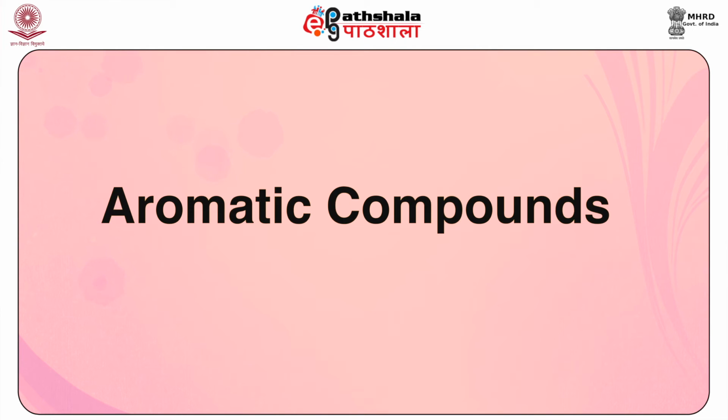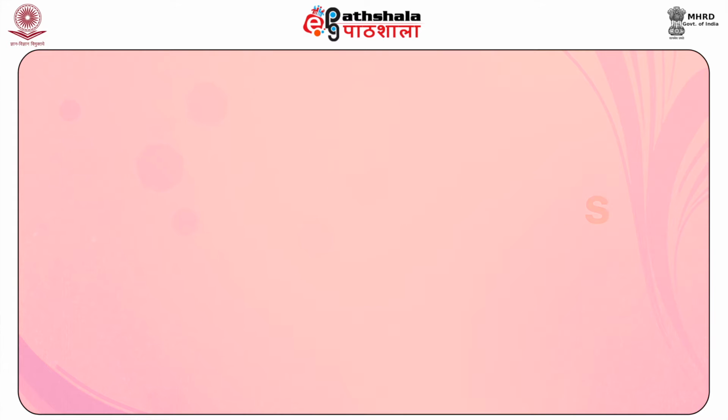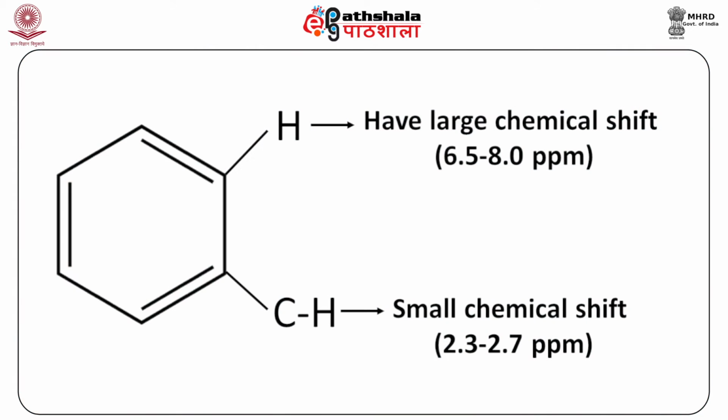Now let us come on to the discussion of aromatic compounds, students. In general, aromatic compounds have 2 types of hydrogens. One type of hydrogens which are directly attached to the benzene ring and the other types are benzylic hydrogens which are attached to the carbon atom attached to the benzene ring. Hydrogens attached to the benzene ring have larger chemical shift value, usually in the range of 6.5 to 8 ppm.